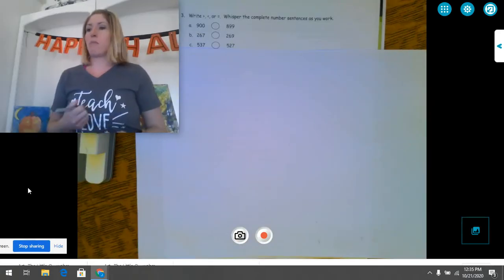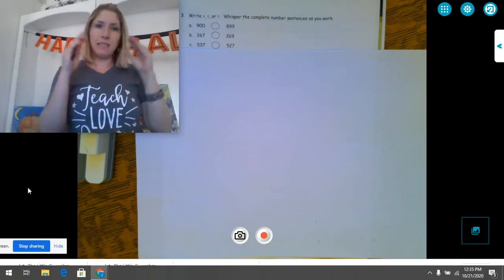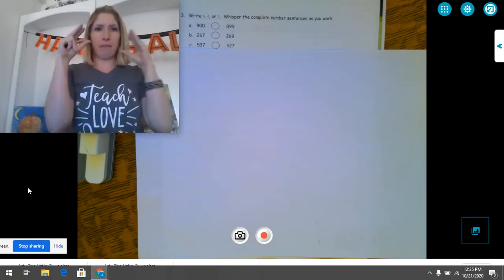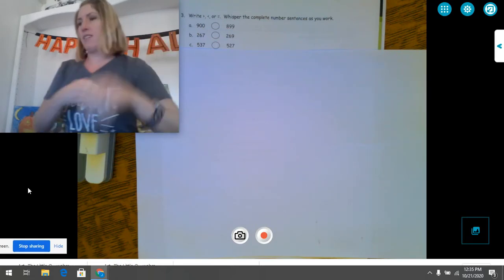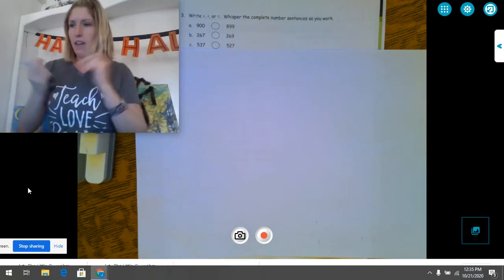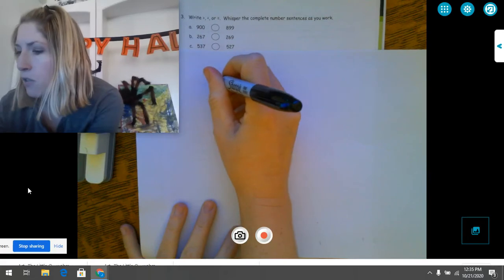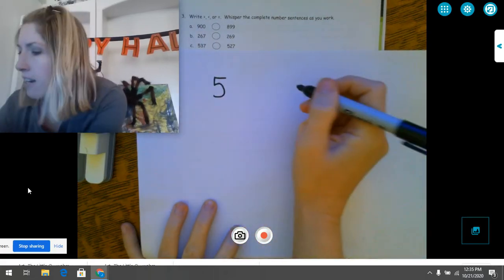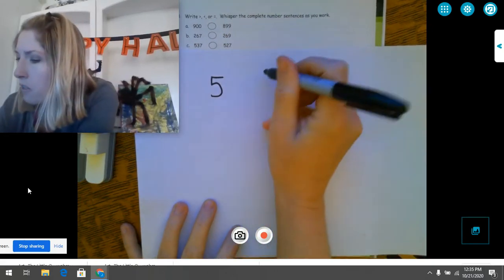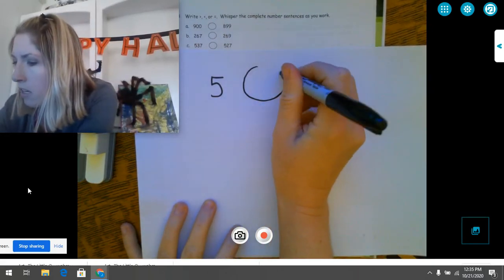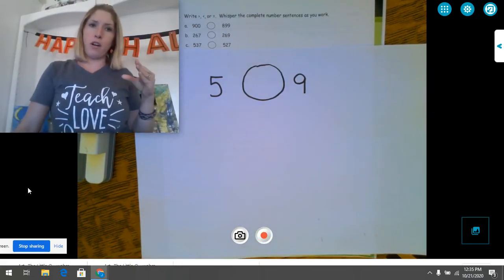Before we look at the back of our problem set, I'm going to go over greater than and less than symbols with you. So I did my hands like this because that's what they look like, like little open mouths of a crocodile is how I think of it. So when you see a number here, like let's use 5, and a number over here, like we'll use 9, and then the circle in the middle. The circle in the middle is where we're supposed to put the symbol for greater than or less than.